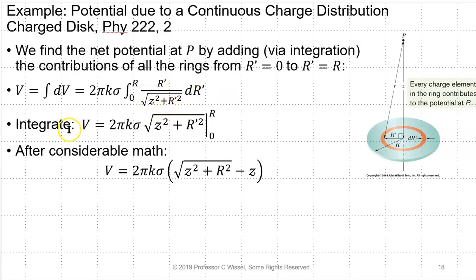We can integrate. When we do that, we find that V equals 2 pi k sigma times the square root of z squared plus r prime squared, between the limits of 0 and R. After a bit of math, V equals 2 pi k sigma times the quantity, the square root of z squared plus R squared minus z. Now that's for a disk, at a distance z above the disk.